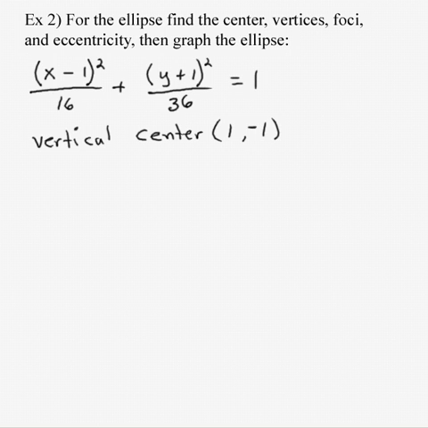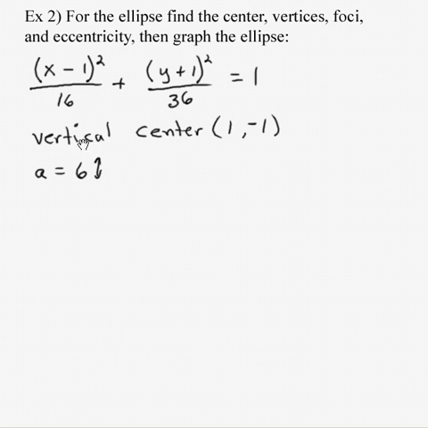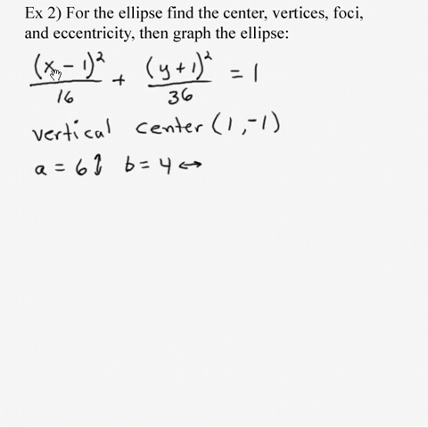A, the semi-major axis, is the square root of the large denominator. Square root of 36 is 6. A always goes the way the ellipse goes. So since the ellipse is going up and down, we're going to go up and down 6 from the center to find 2 vertices. B is the square root of 16, that's 4. And also notice that's under x, which goes left and right. So we're going to go left and right 4 to find our other 2 vertices.